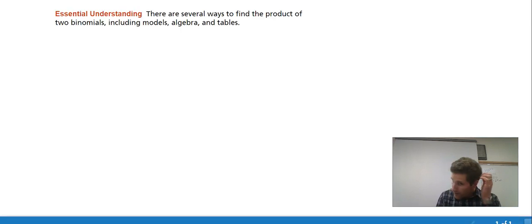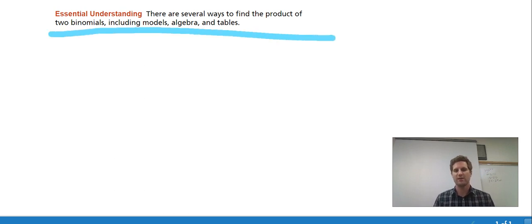Okay, right underneath our objective, our essential understanding is that there are several ways to find the product of two binomials, including models, algebra, and tables. And we are going to talk about a specific one. I'm going to look through a couple of examples where you don't have to write them down, but you are responsible for kind of just paying attention and listening. But this right here, you do have to write down, so write it down. Alright, let's move.